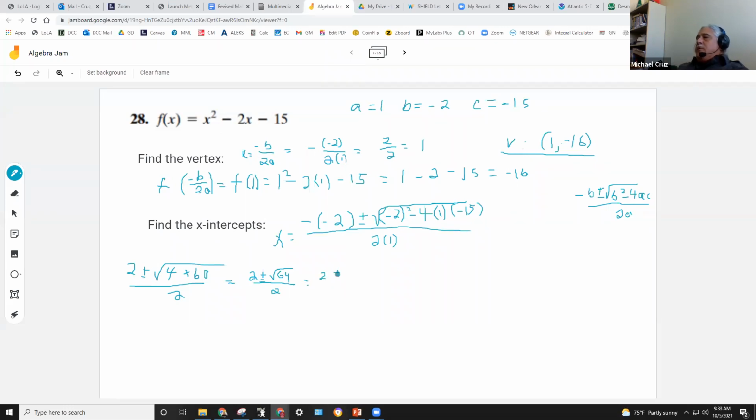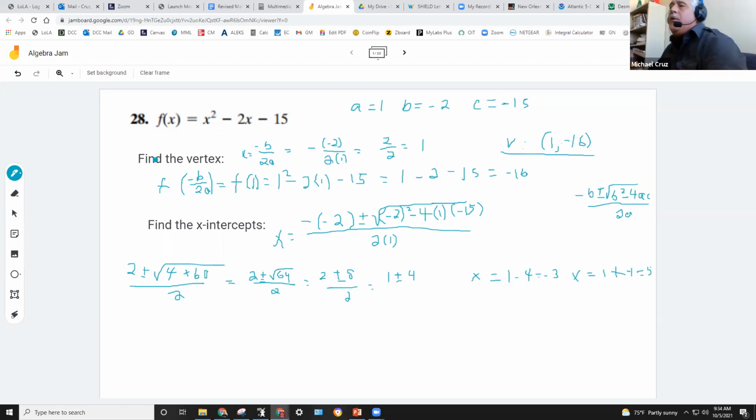So 2 plus or minus 8 over 2. I can simplify this as it is right now and make it a little bit easier. 2 goes into 2 one time, and 2 goes into 8 4 times. So then x is equal to 1 minus 4, and x is equal to 1 plus 4. So that's 5. And then this one's negative 3.